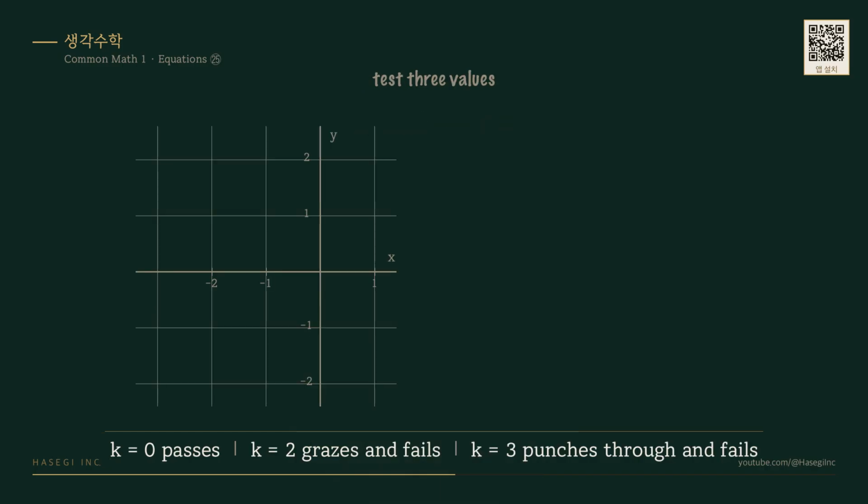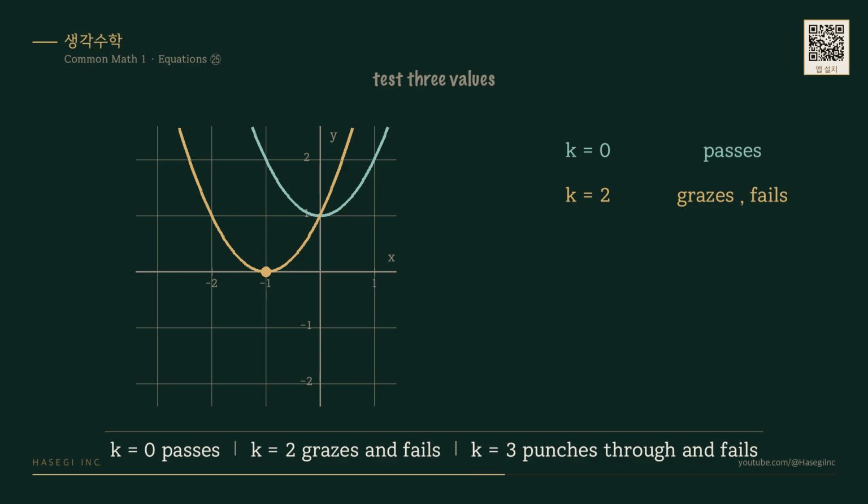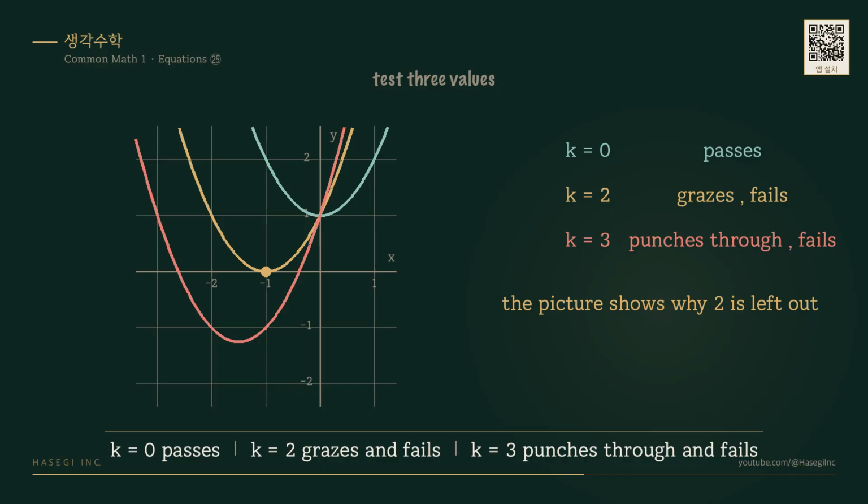Let us test three values to be sure. Put 0 in place of k and you get x squared plus 1, whose lowest point is 1, entirely above the axis, so it passes. Put 2 in and you get the bracket x plus 1, squared, which reaches exactly 0 at x equals minus 1. Greater than 0 breaks there, so it fails. Put 3 in and the vertex drops to minus 1.25, punching through the axis, a clear failure. The picture shows you precisely why the endpoint 2 is left out.